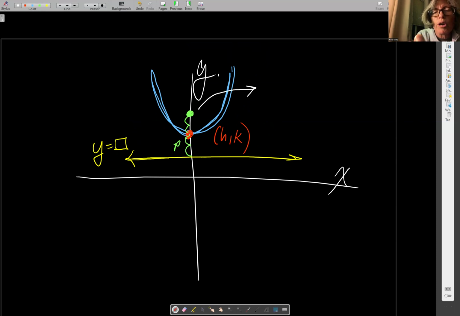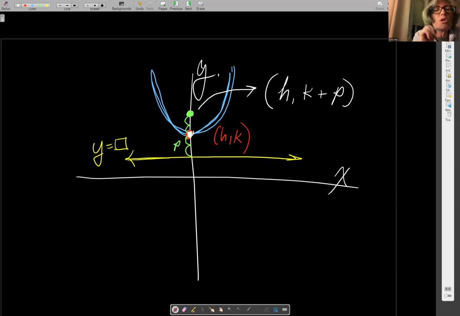So your foci is going to be the same whatever your H is. And then it's going to be K plus or minus, depending on the situation, depending on which way it's going. If it's positive, it's going to be K plus the P. The P, again, is the distance between the vertex and the directrix.